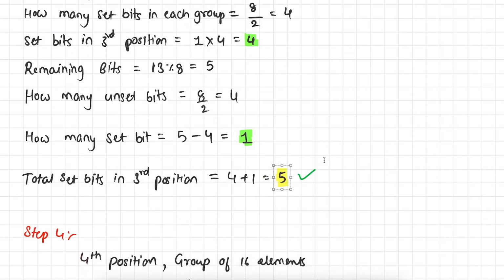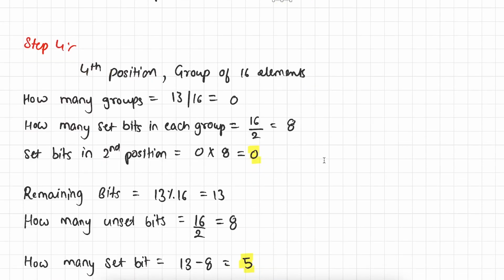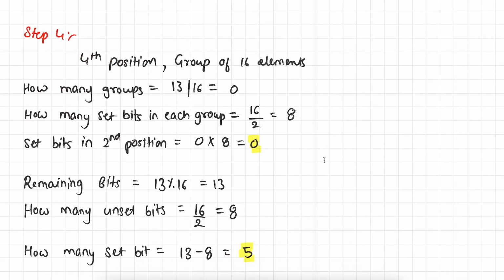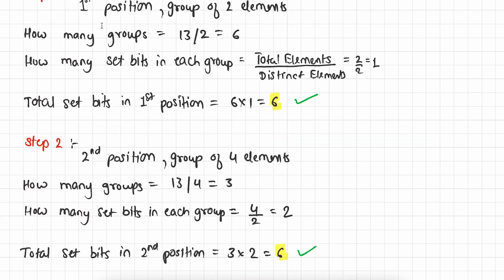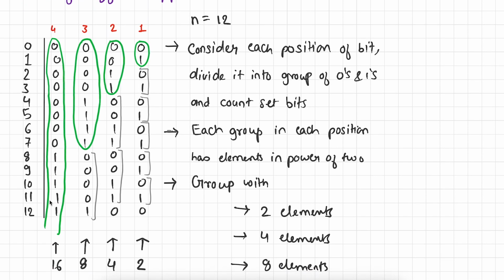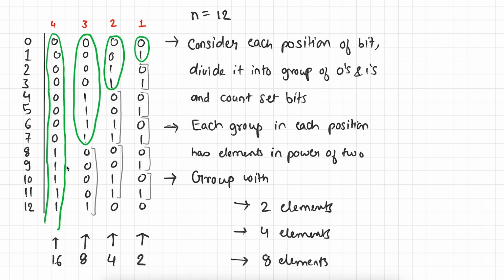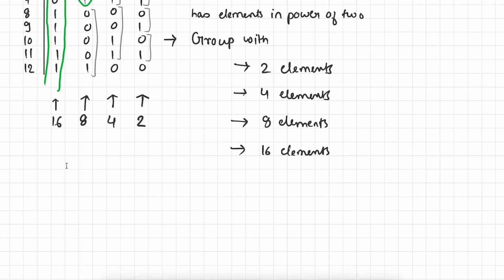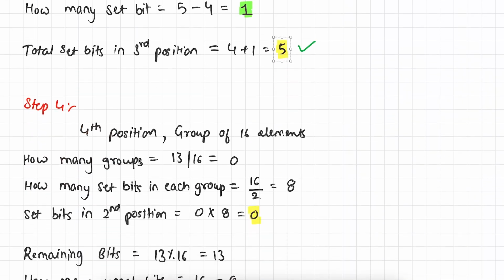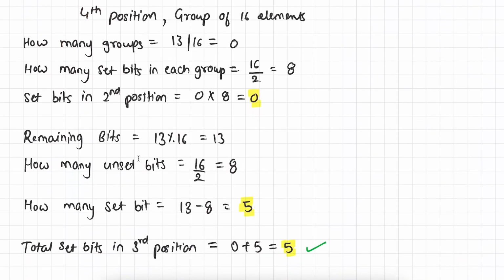Now let's move on to fourth position. In fourth position, we are going to count number of groups having 16 elements. Now here, how many groups are possible? 13 divided by 16, 0. Why 0? Because in fourth group, if you observe this carefully, there are less than 16 elements. That's why we are getting 0, because we are not able to find any groups of 16 elements. Okay, no worries, let's continue.